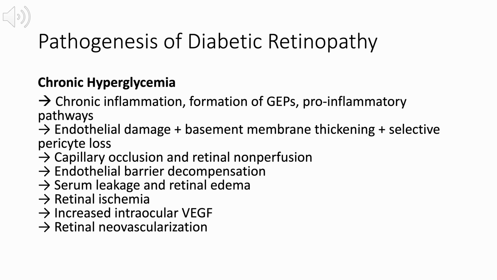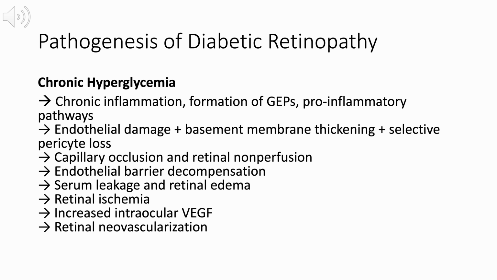Hyperglycemia increases platelet aggregation and leukocyte adhesion, causing capillary occlusion and retinal non-perfusion. Non-perfusion leads to endothelial barrier decompensation, which produces serum leakage and retinal edema. The cascade continues to retinal ischemia, which drives increased intraocular VEGF, and the chain terminates in retinal neovascularization.